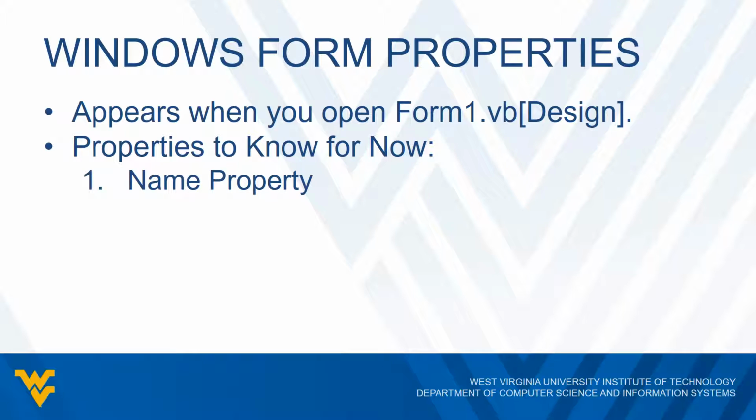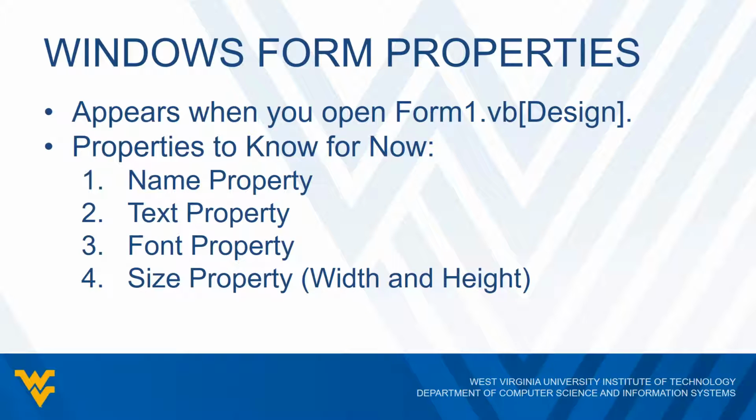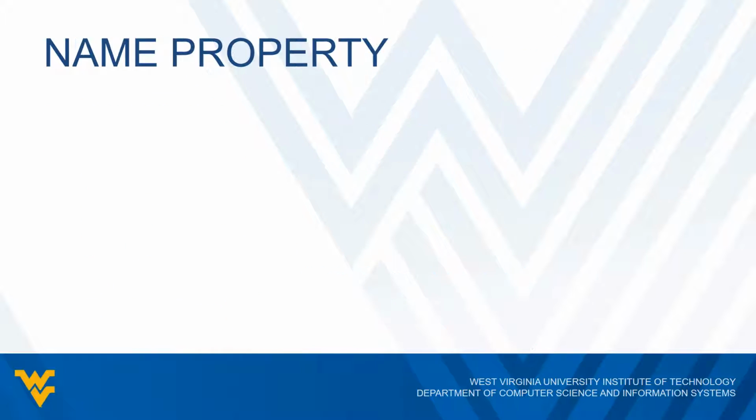So we're going to take a look at the name property. We're going to take a look at the text property. We have the font property. We also have a size property. Now this property is actually broken up into two properties. We have a width and a height for the form. And then there are several others that we'll discuss, such as the back color, the form border style, the start position, the background image, and then the icon property. So these are not as common, but we're still going to talk about them because we will be using at least some of them in our examples.